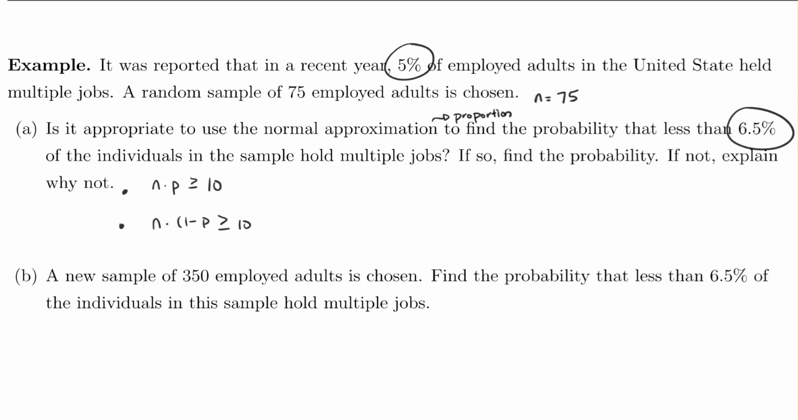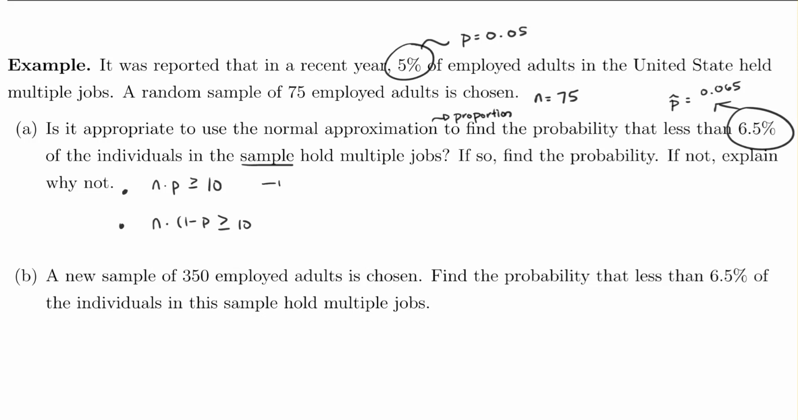Okay. Now, p comes from your population proportion. My population proportion is p is 0.05 because that's talking about the percent of employed adults in the United States holding multiple jobs. Now, the 6.5, the reason it comes to play, it's a proportion of my sample. So that's going to be what we'll later call our p hat, 0.065. Remember, when you're dealing with proportions, you change the percent to a decimal.